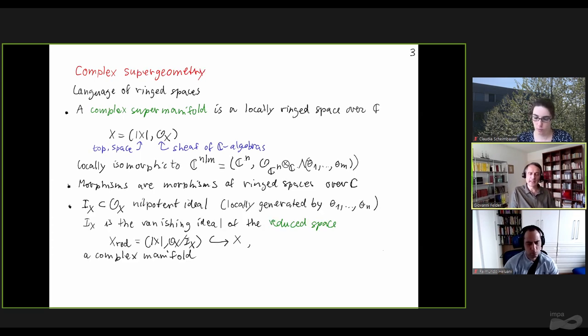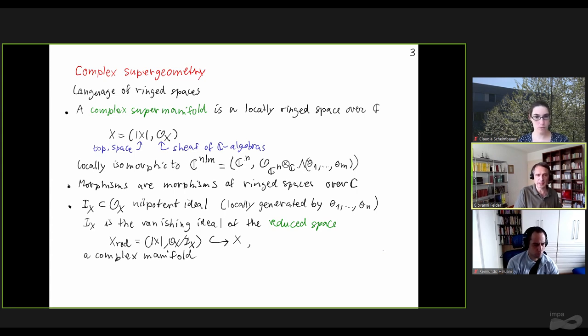And in this ring of functions, you have this nilpotent ideal, namely the ideal generated by the odd variables. If you quotient out by that ideal, you get an ordinary manifold. If you just set those odd variables to zero, you have a manifold. And this is a well-defined construction. This gives the reduced space, X red, which you can view as a subspace, a sub-ringed space, of X. And it's a complex manifold. But usually there is no mapping in the other direction, where you project from X to X red, and this is the cause of the difficulties I was mentioning before. Okay, so this is a supermanifold X.